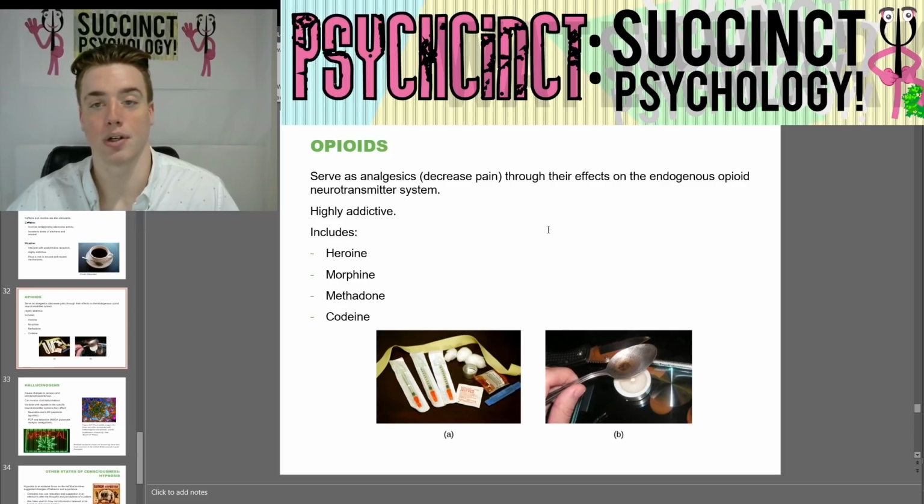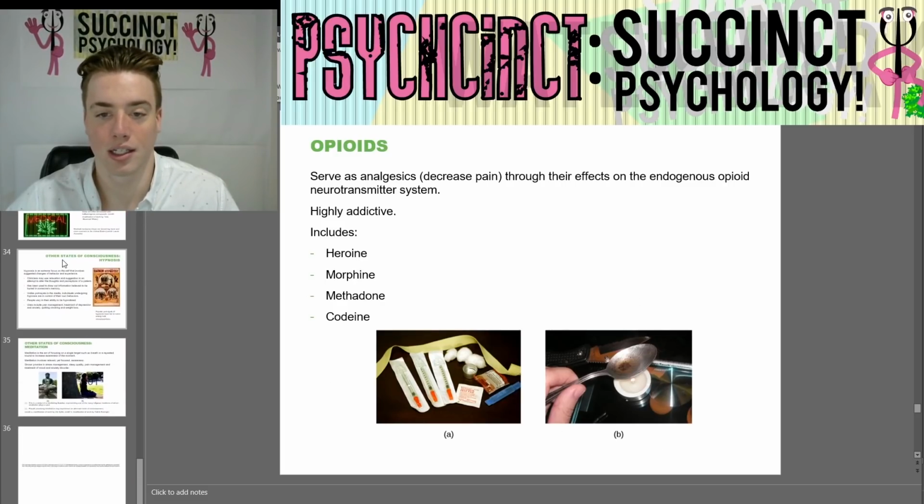Next, we have opioids, which serve as analgesics, I think I said that right, which decrease pain through their effects on the endogenous opioid neurotransmitter system. They are highly addictive and include heroin, morphine, methadone, codeine. So some nice pictures of opioids there.